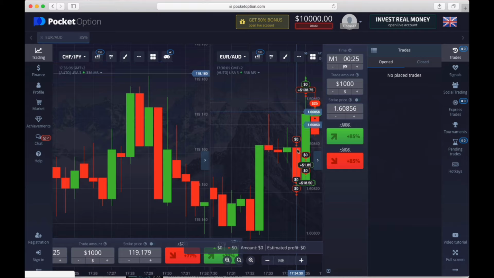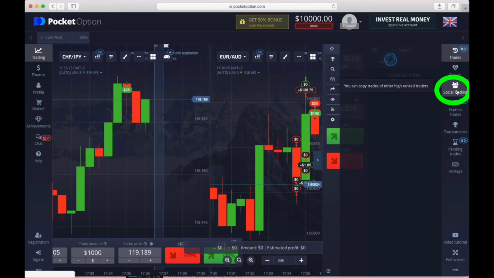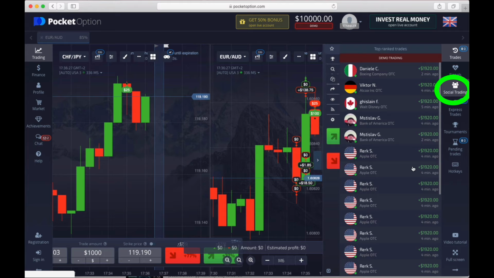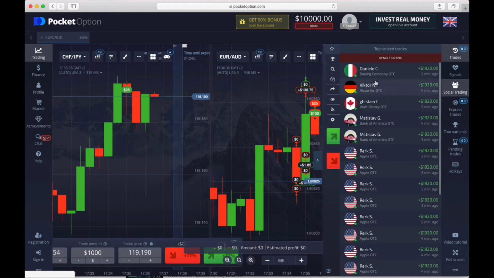Okay, so remember I talked about social traits. These enable you to see what other people are doing at the same time. So if you need some inspiration, you're new to it, and you want to see what other people are doing, that's a really good place to start. There is also social trading, in the sense that you can see what other people are trading to get an idea. And if you have a live account, you can even copy their trades onto your account.